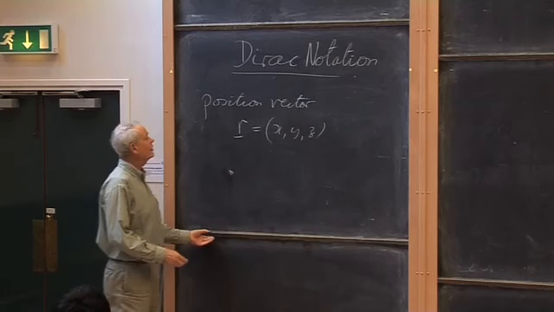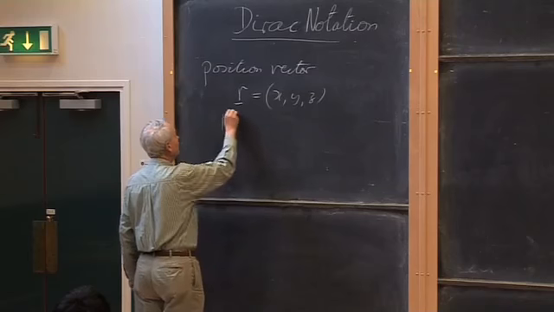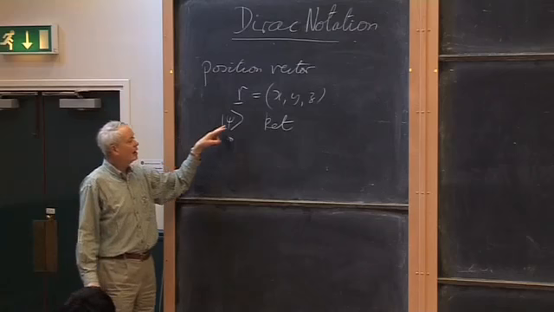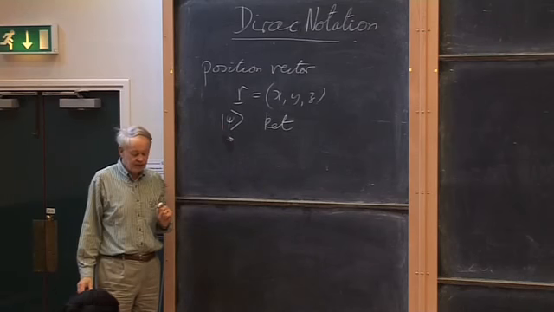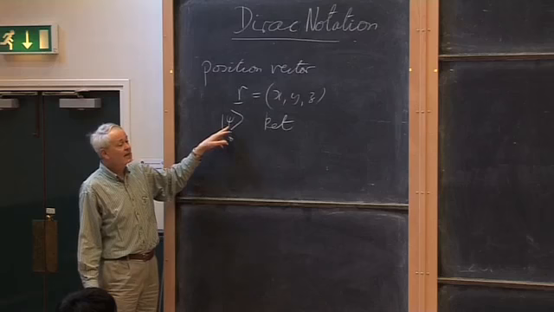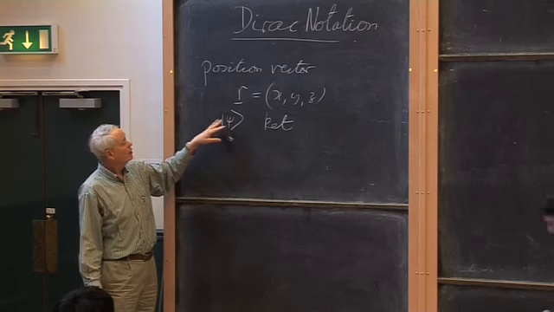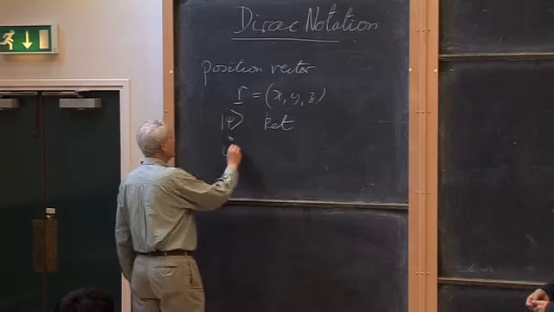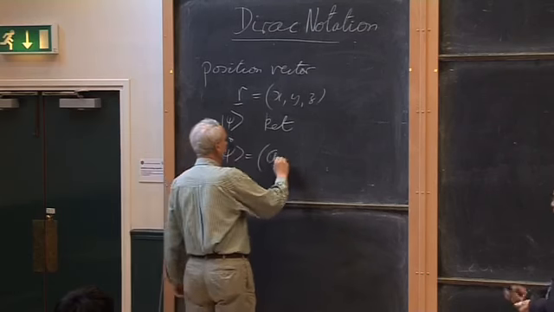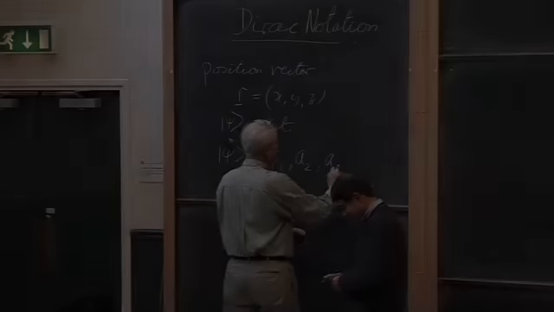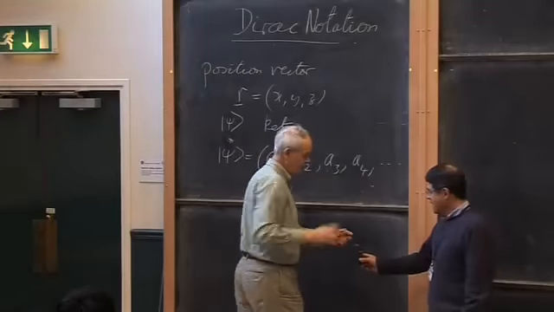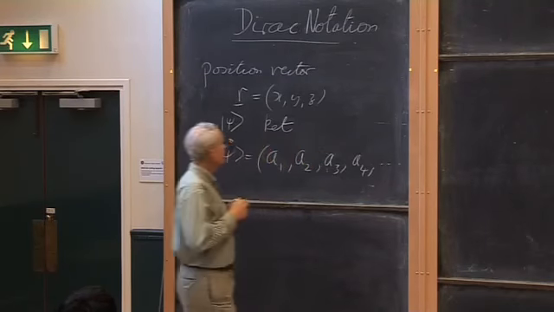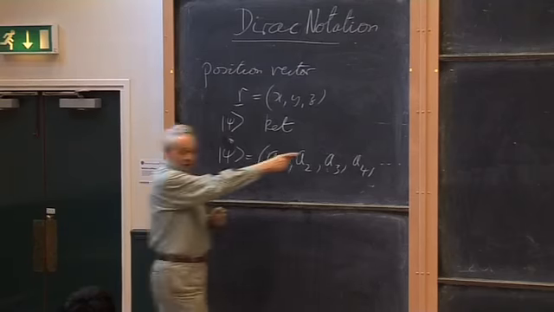So Dirac introduced the concept of a ket of psi. This symbol stands for the dynamical state of our system, and you can think of it symbolically as standing for A1, A2, A3, A4, dot, dot, dot. We don't know how many quantum amplitudes we need in order to characterize our system, so it just goes dot, dot, dot.